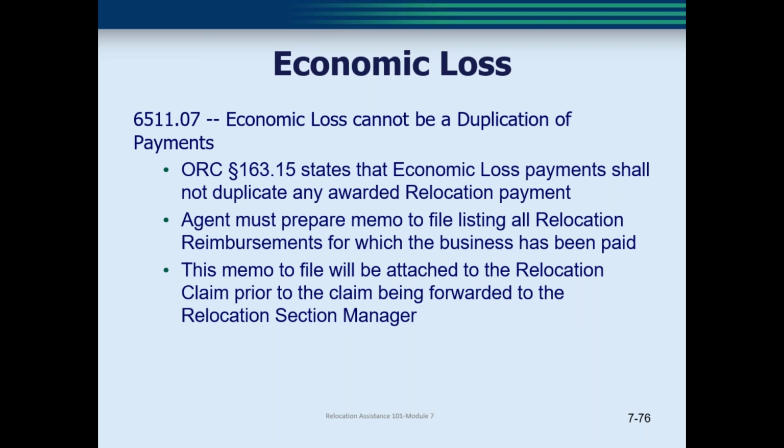So for this reason, the agent is required to prepare a memo to file, and you need to list all the relocation reimbursements for which this business has been paid, and this is to accompany the claim when it is submitted to central office. So you have to verify they did not make a claim for loss of goodwill through acquisition or the appropriation, and they have not made a claim for that fixed payment.